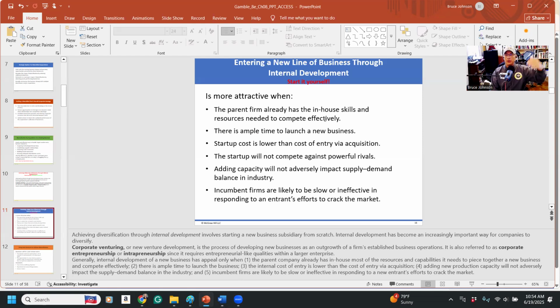And again, nobody knows what the next part of this is. So logically, you're having the engineering managers, the people that know the business best, working to do that. Two, there is ample time to launch a new business.